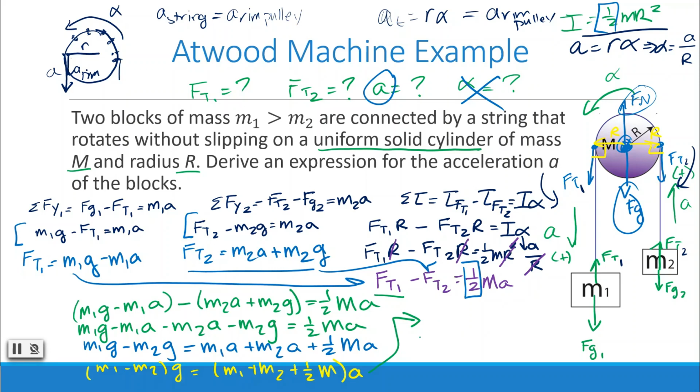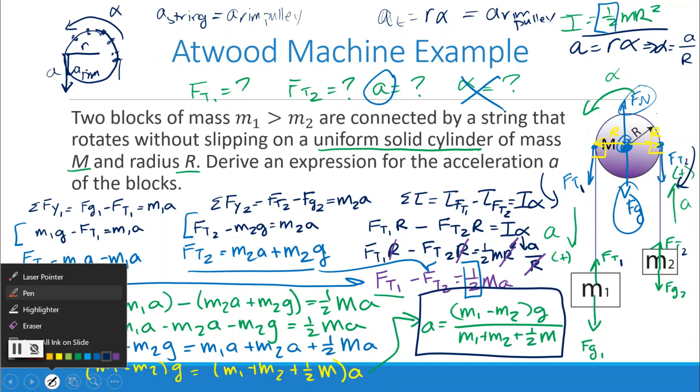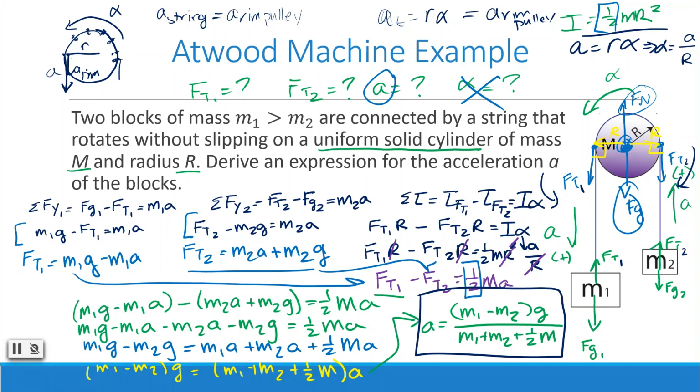Come over here, solve for a. a is going to be m1 minus m2 times g over m1 plus m2 plus 1/2 of M. And that is my acceleration. So a couple things that we notice. If there was no pulley, if we assume the pulley was massless and frictionless like we did before, the only thing that would be different is this term. That's the only thing that is being contributed by the pulley.